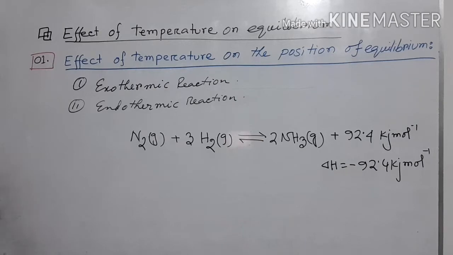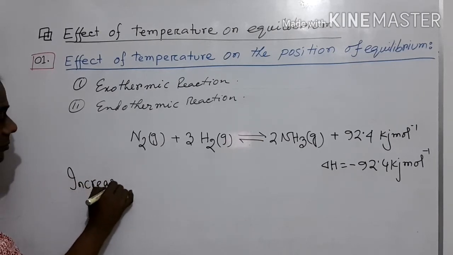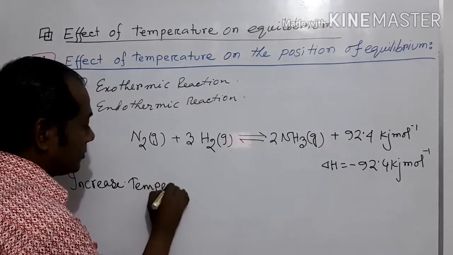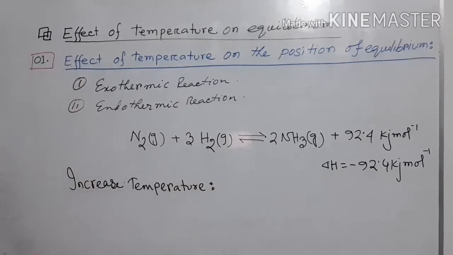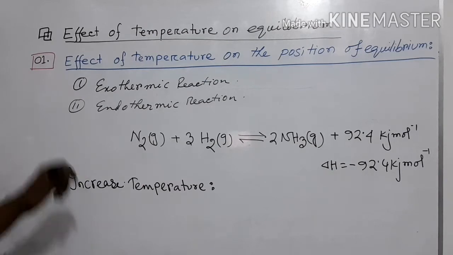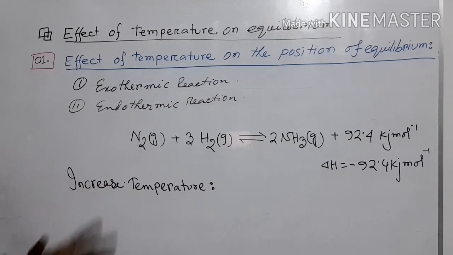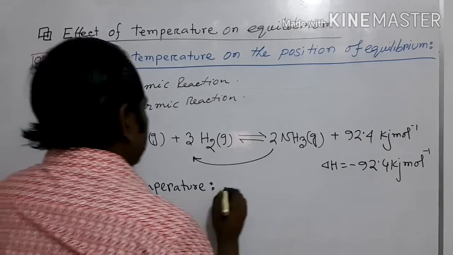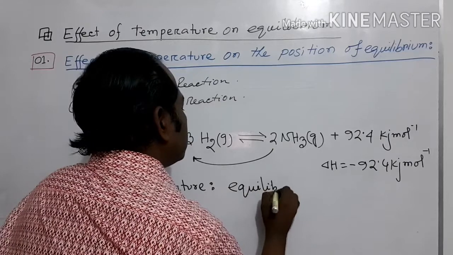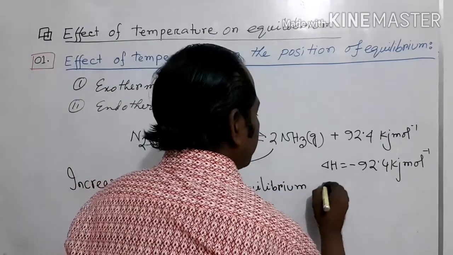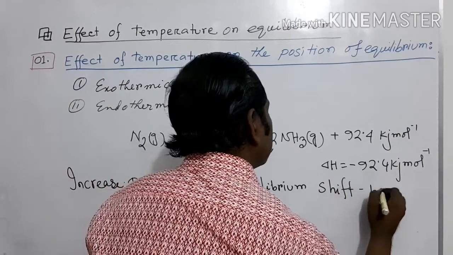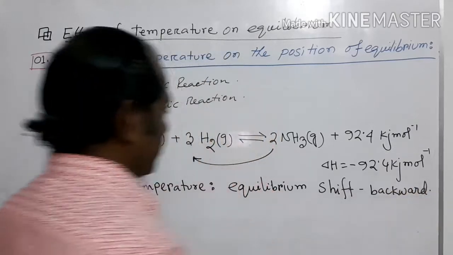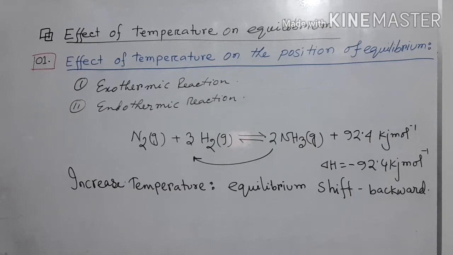Now, if we increase temperature for this type of reaction, that means for exothermic reaction, the equilibrium is disturbed, and the equilibrium will try to undo the change of temperature, and the equilibrium shifts towards backward. Equilibrium shifts backward.